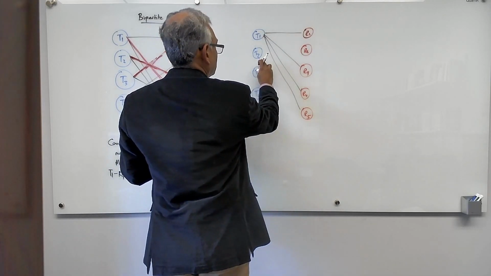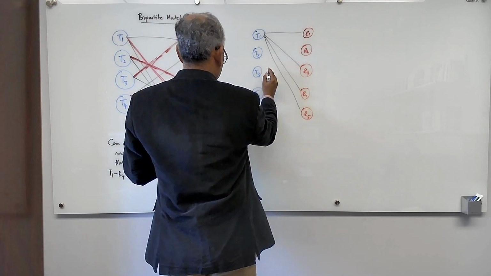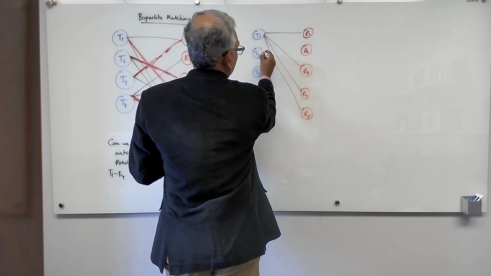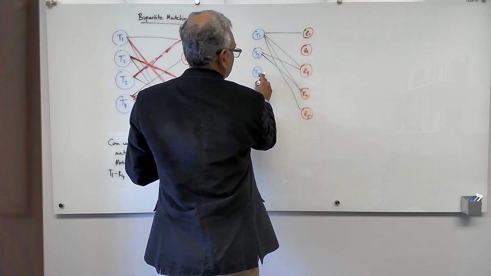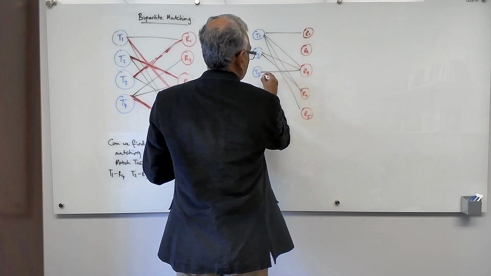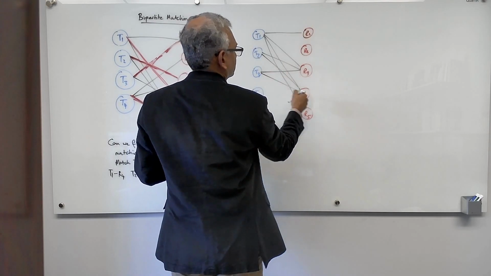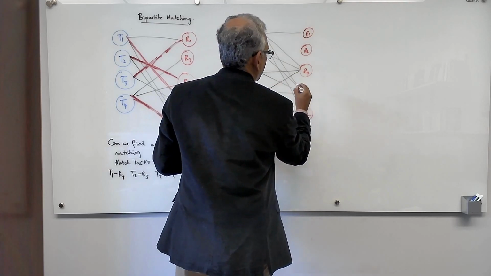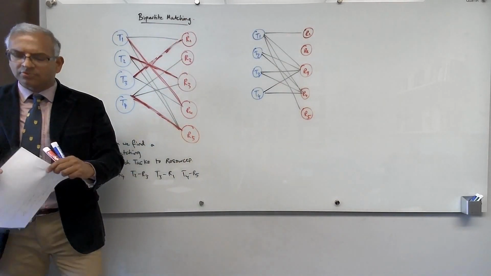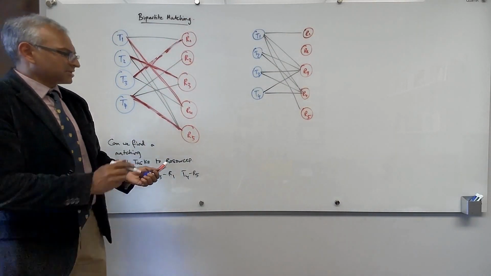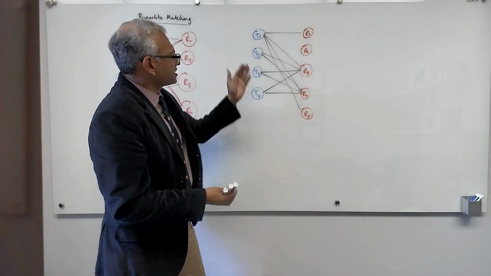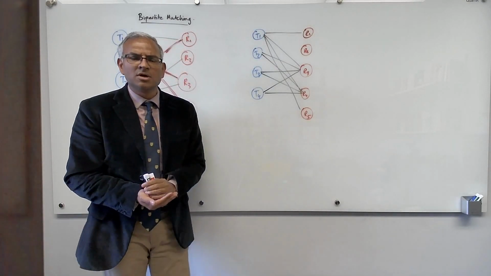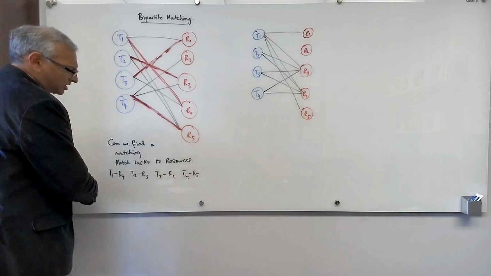Task 2 can be done on resource 3 and 4. Task 3 can be done on resource 3 and 4. Task 4 can be done on resources 3 and 4. So there, I've told you which tasks can be done by which resources, and now pause the video and solve the same problem.